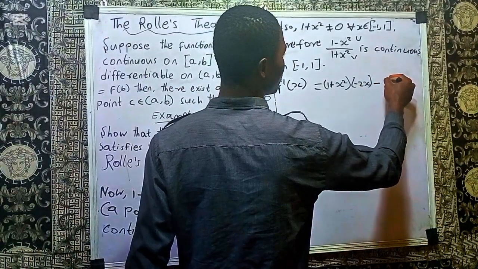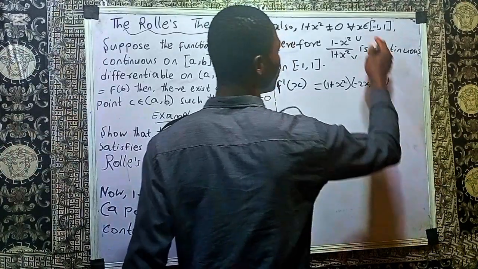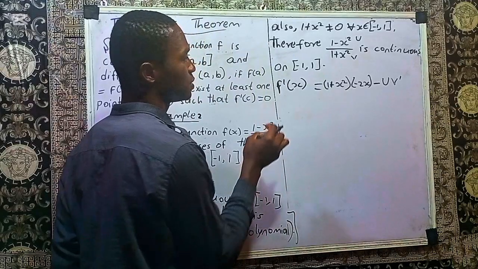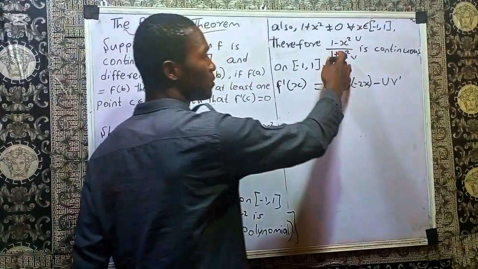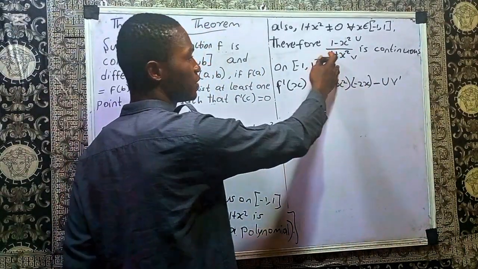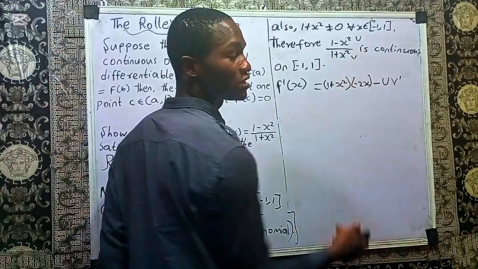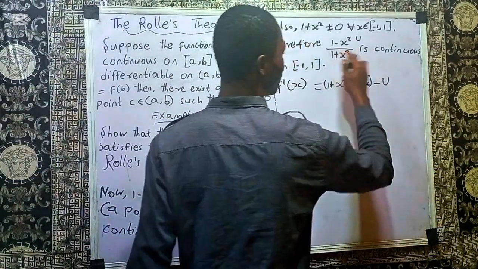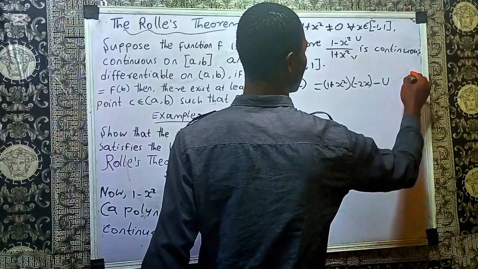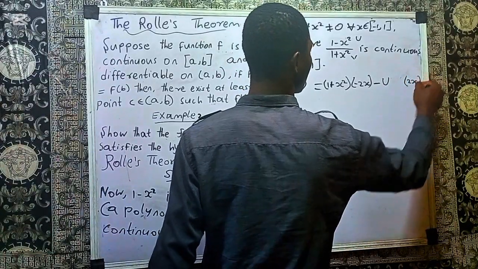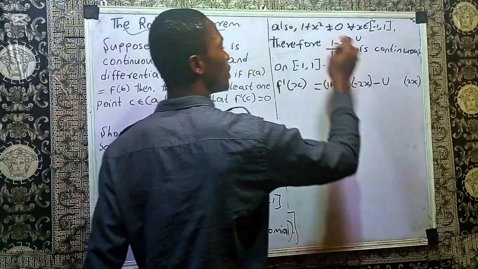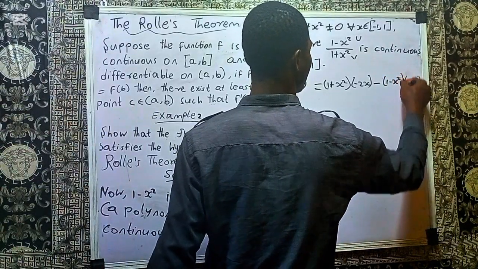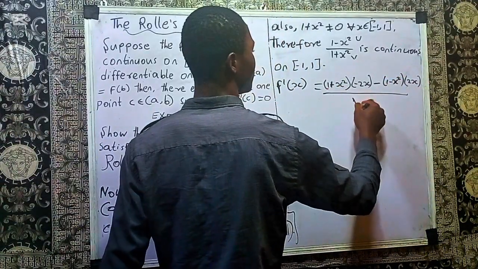This time around you differentiate, you keep your numerator and differentiate the denominator, right? Now if you differentiate the denominator, differentiate 1, you get 0. Differentiate positive x squared, you get positive 2x. So you have the derivative of v is positive 2x. Then what is your u? Your numerator, 1 minus x squared.